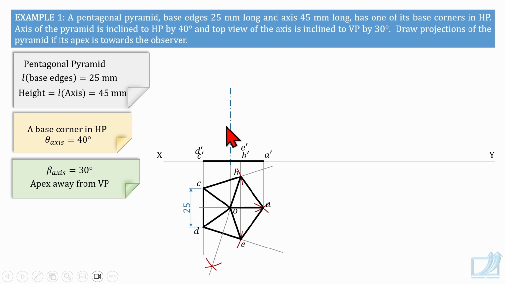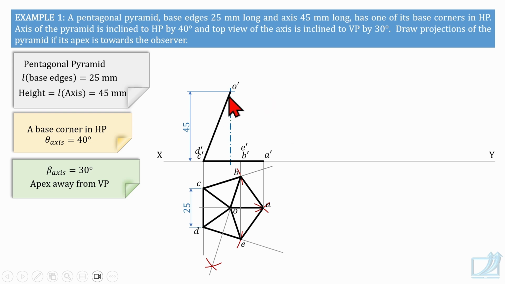Now measure the height of the object vertically. That is 45 millimeters, and here it is the apex. Now join the apex with all base corners. These are all face edges in the front view.